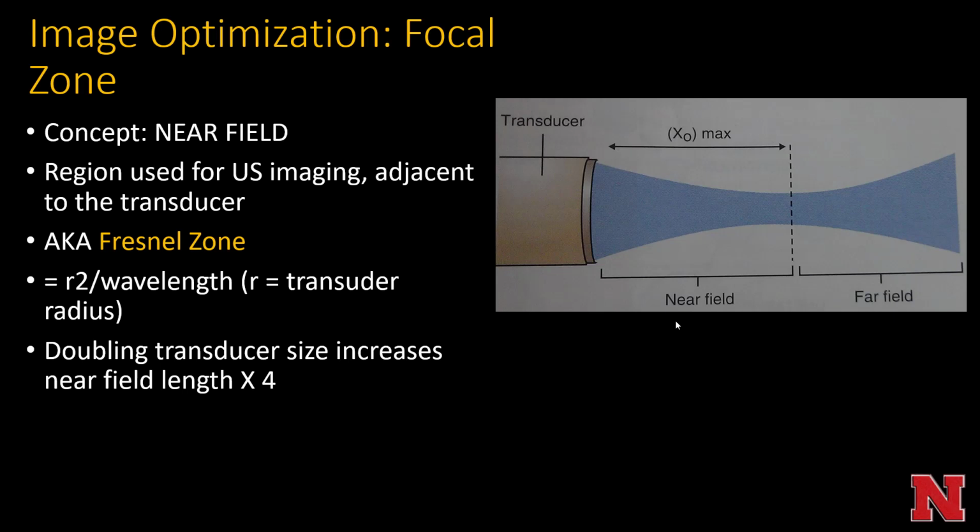Image optimization, the focal zone. So the concept of a near and far field in ultrasound imaging is important. The near field is the region used for ultrasound imaging adjacent to the transducer. In fancy physics land, it's known as the Fresnel zone. You can define this as the radius squared divided by the wavelength, where the radius here is just the transducer radius. If you double that transducer size, it's going to increase your near field by a factor of 4, because of that r squared property here.